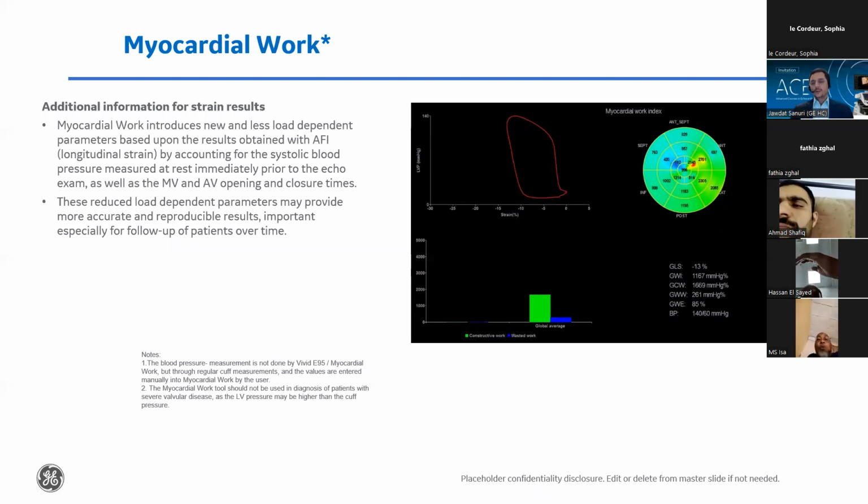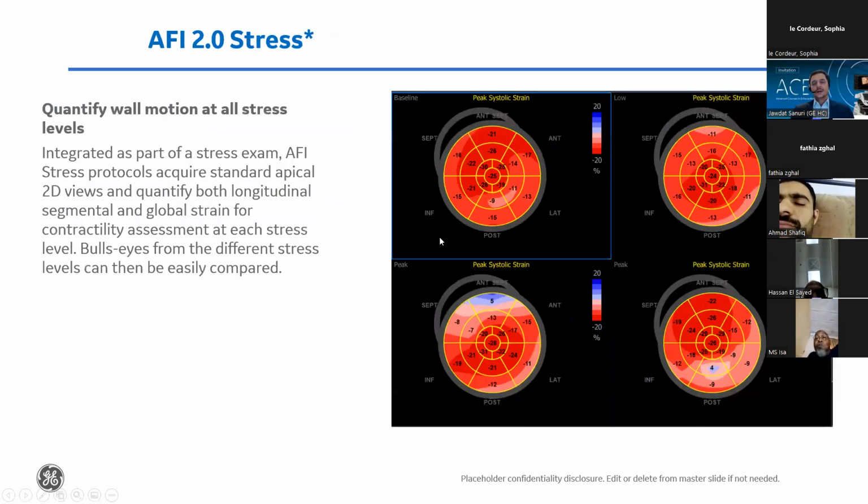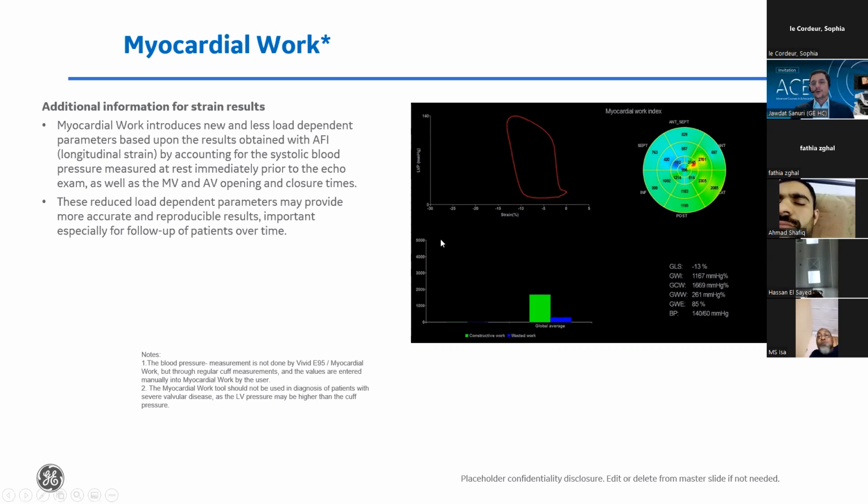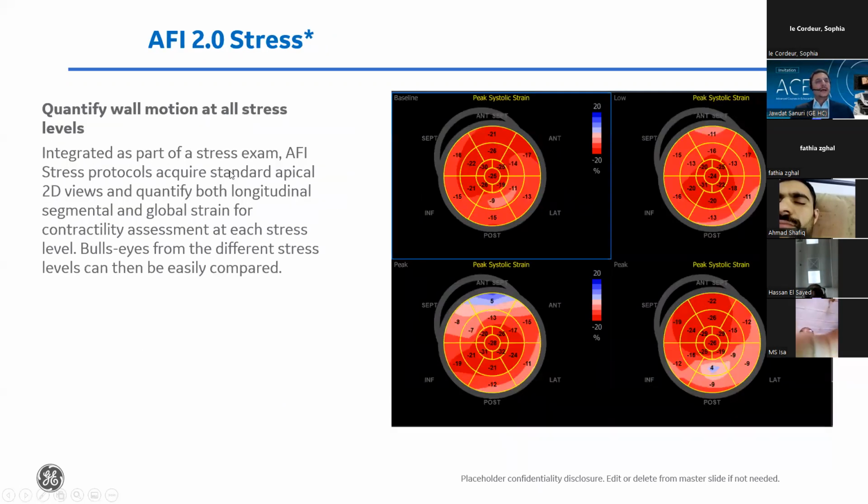So here myocardial work can give us a better indication about the actual work and the work index. In addition, it gives us also the average or the global constructive versus wasted work, and we can also compare it for each segment, how much constructive versus wasted work for each segment as well.